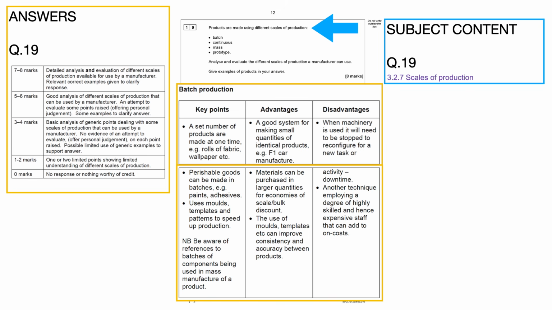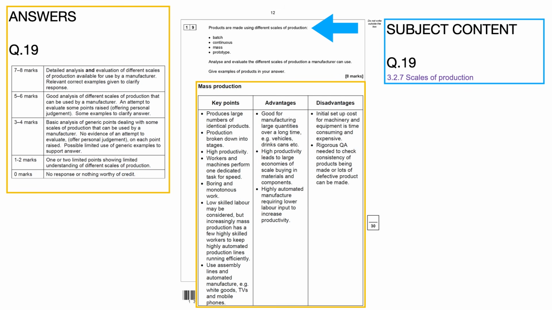And the disadvantages are when machinery is used, it will need to be stopped to reconfigure for a new task or activity. And this is also known as downtime. So please pause this video and make some additional notes, ensuring that you've got those examples as well in your notes. For mass production, we have many key points, advantages and disadvantages.